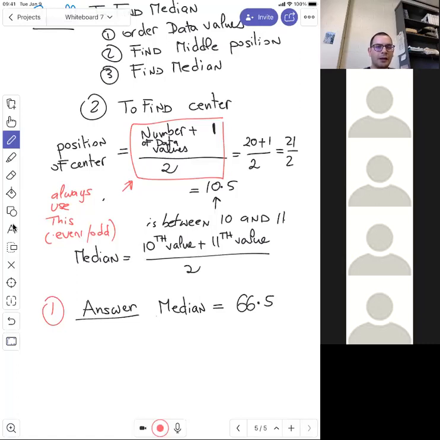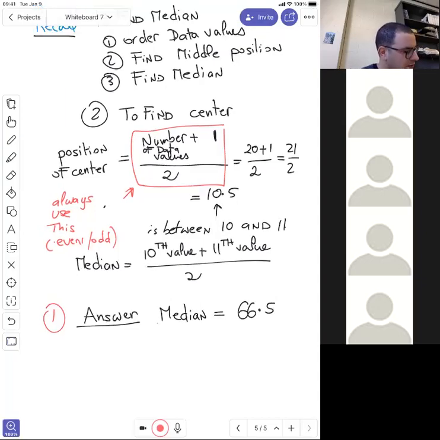I can probably try to explain how we get the 66.5. I don't know if you have trouble with the median. Kayla, do you still have trouble? Yeah, I just want to see you write it out. Okay, all right. Let me do this then.